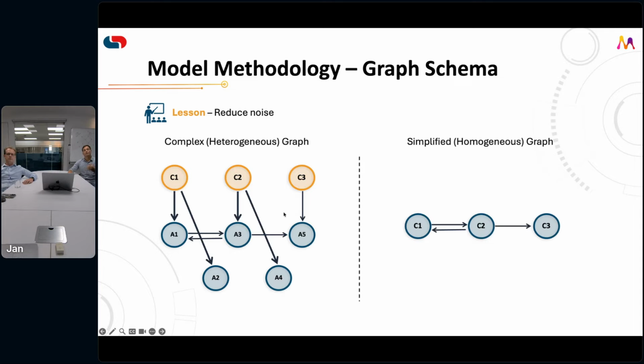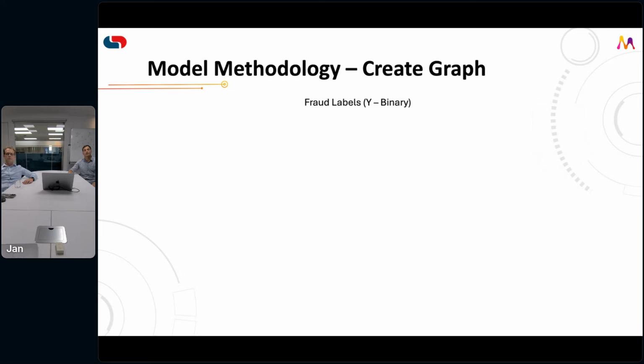So therefore, we then tried simplifying it to a more homogeneous graph, which is quite optimal for any PageRank algorithms, especially on large data. So we would definitely recommend simplifying your graph as much as possible before starting to run those heavy computational graph algorithms.